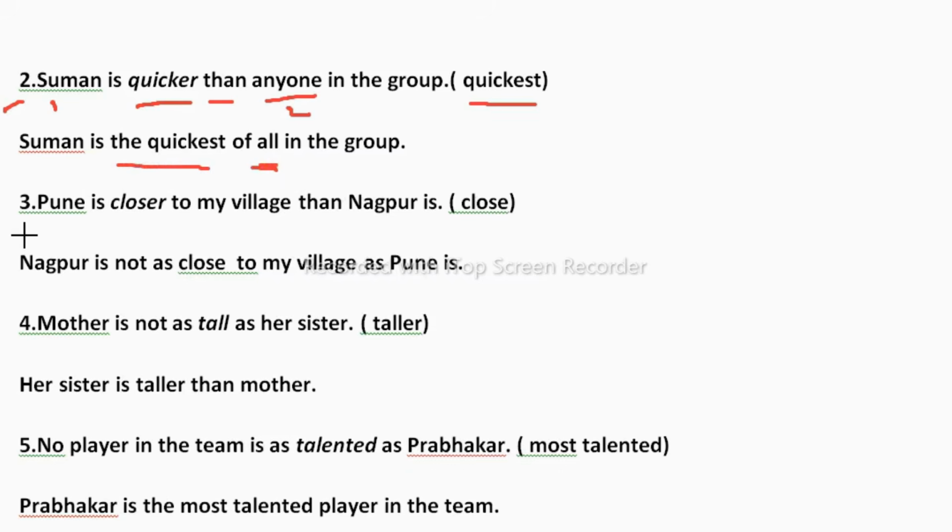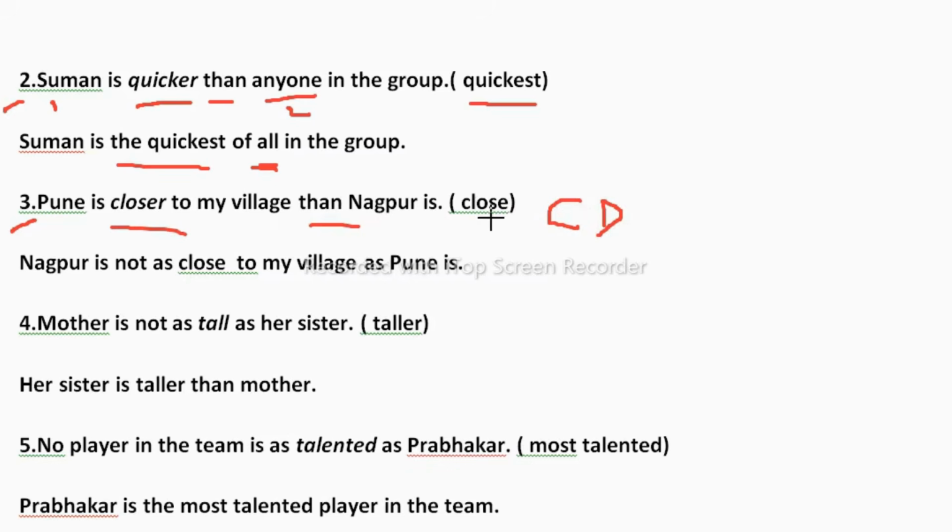Next one, Pune is closer to my village than Nagpur is. So here they have used the comparative degree again, but here we have to use the positive degree, so we have to transform this sentence to positive degree. This sentence is in comparative degree, we have to change it into positive.